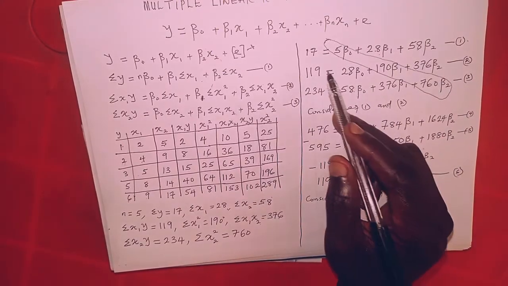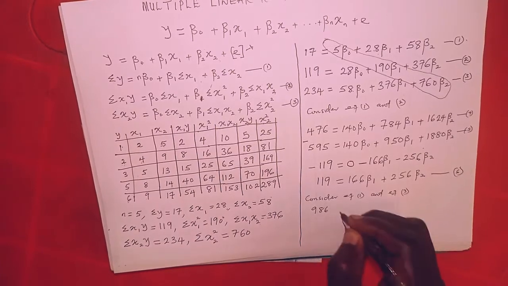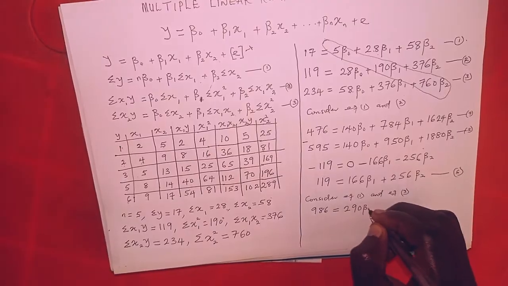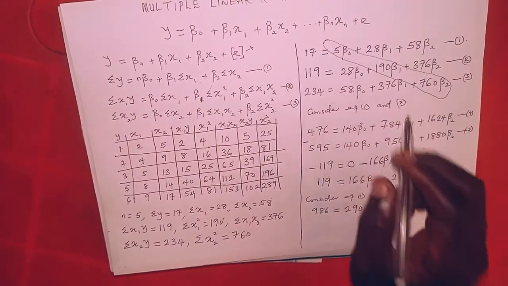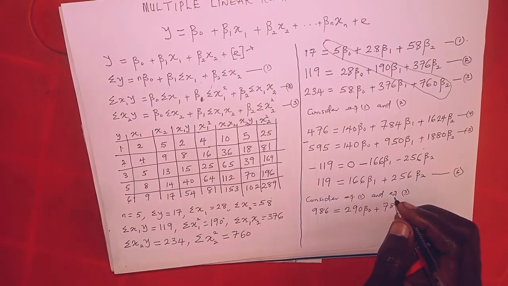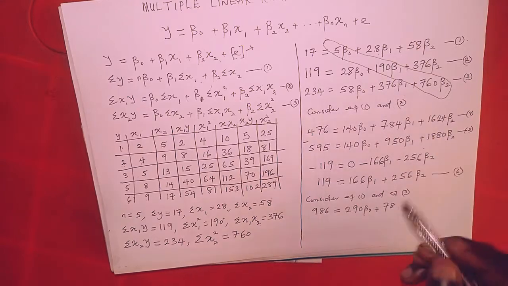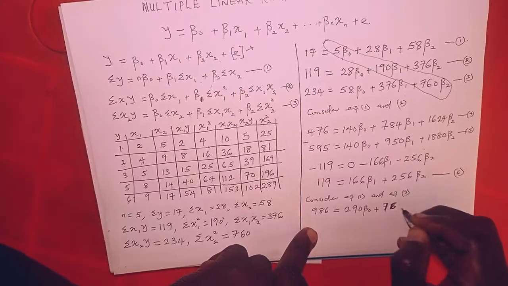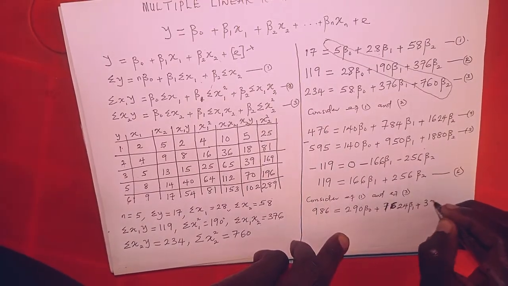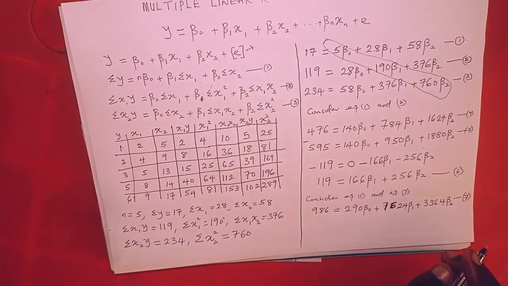So if you do that, we have 58 multiplied by 17, that will give us 986 equals to 58 multiplied by 5, that should be 290 beta naught plus 58 multiplied by 28, that is 1624 beta 1 plus 58 multiplied by 58, that is 3364 beta 2. So let's say this is equation 7.